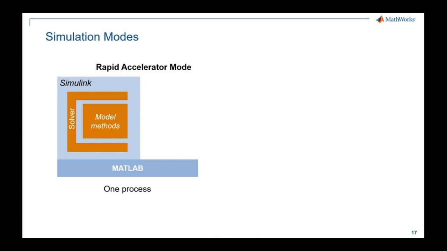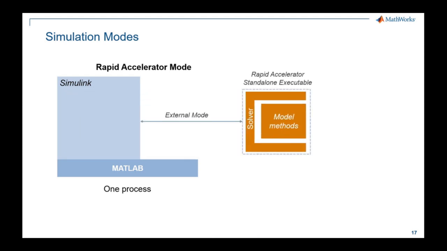With the rapid accelerator mode, the advantage is that it will compile the whole model and create a rapid accelerator standalone executable. This executable resides outside of MATLAB and Simulink and uses the external mode in order to communicate with MATLAB and Simulink. Also in my second talk, I will show you how external mode works directly on the hardware. At the end, the rapid accelerator mode creates a standalone executable from the model, but as I mentioned, it resides outside of MATLAB and Simulink.